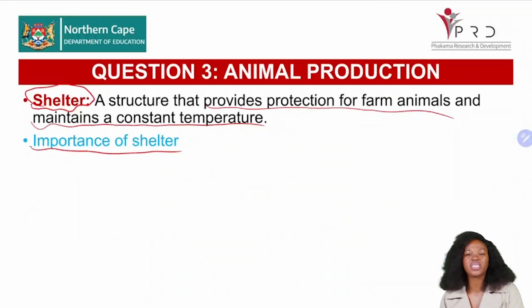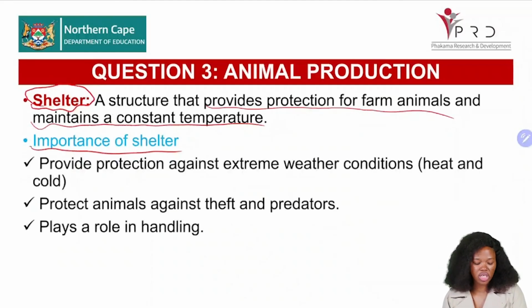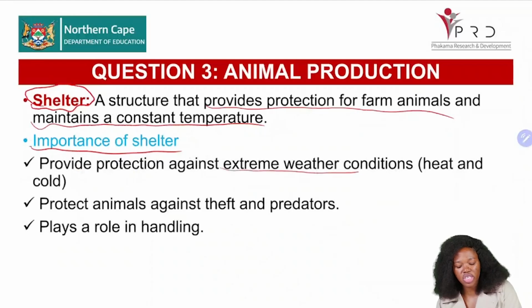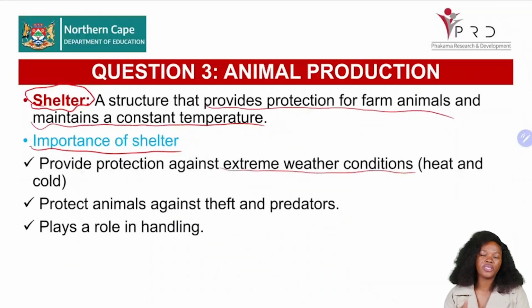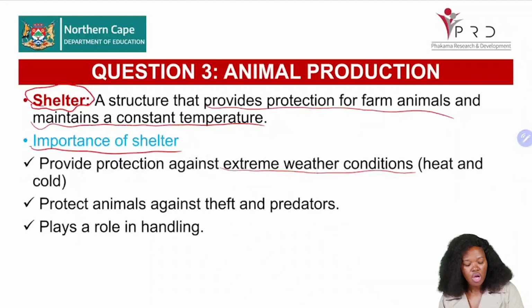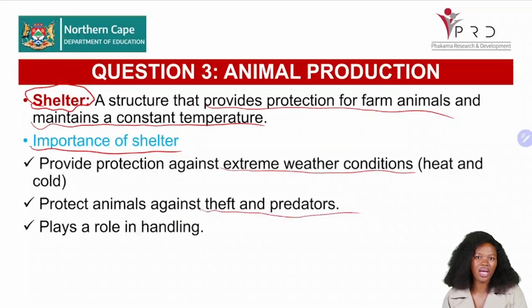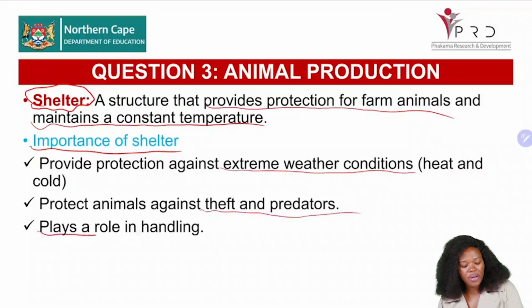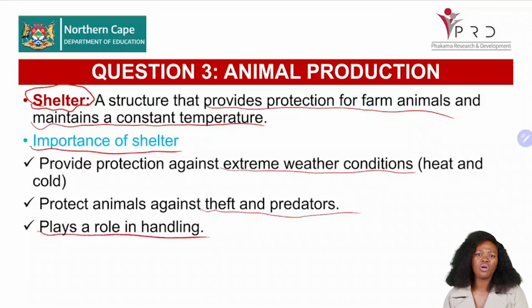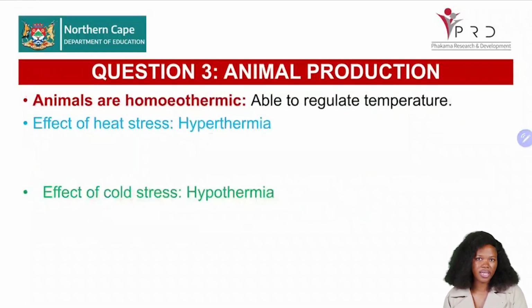What is the importance of shelter? Remember, it is to provide protection. Protect against extreme weather conditions when the temperature is too low or too high. As much as we know that animals are homeothermic, it is very important for them to be protected. Number 2, protect animals against theft and predators. Predators are animals that feed on other farm animals. It also plays a role in handling when milking or shearing or other management practices. So these are the importance of shelters.